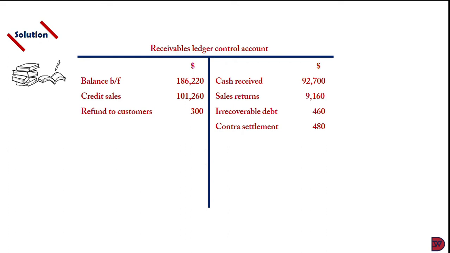Okay. So when we close the account, it's going to be 287,780, which is the total for the debit side. So it's going to bring a balance to the credit side of 184,980.